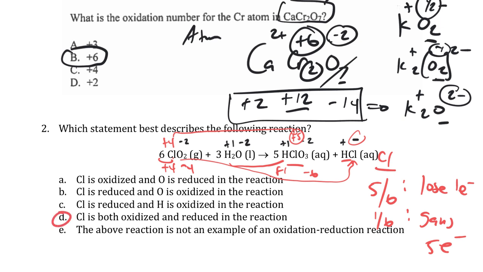The key, though, is that the H and the O are unchanged. There's no difference in the H and the O. It's only the chlorine that's going from +4 to +5 and -1. So that's chlorine gaining electrons to go to the minus and losing electrons to go to the plus. It's an interesting reaction, a case where the same atom is undergoing the oxidation and reduction.